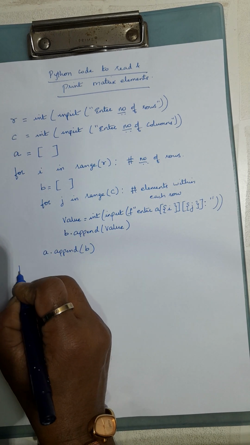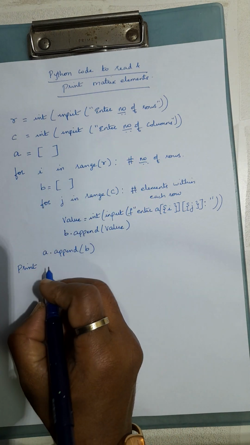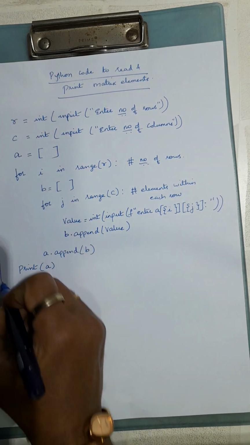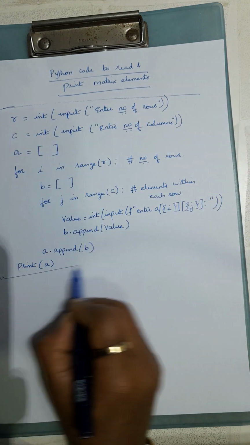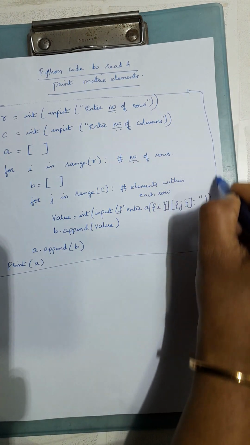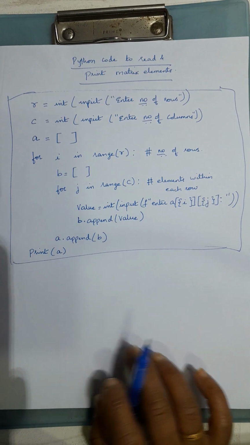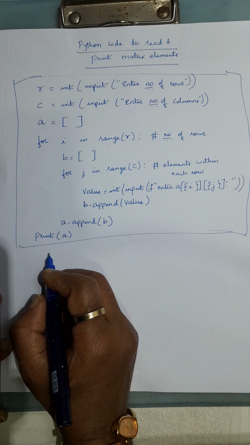Fine. Then finally, after reading every row and column element, we print the matrix elements. So this is the part of the code for reading and printing the matrix elements. Fine. Now let me trace the code. It will be very easy for you to understand.